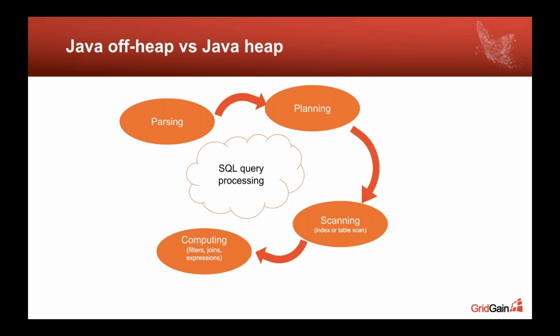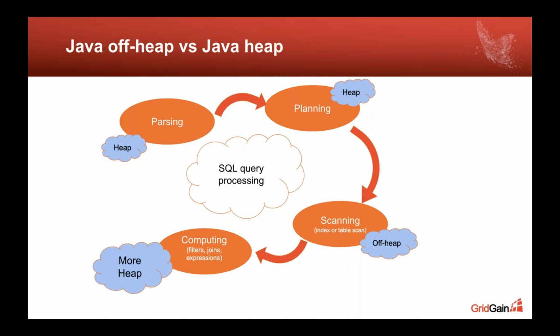All I said before was about disk and off-heap memory. Of course, Ignite is a Java middleware, and they widely use the classical Java heap. So they use it during SQL query processing, at parsing time, at planning time. Then they are scanning indexes and tables. They load records from off-heap memory into the Java heap and use them during the computing phase. I mean filters, joins, expressions, etc. Here we need quite a bit more heap than in the previous phases.